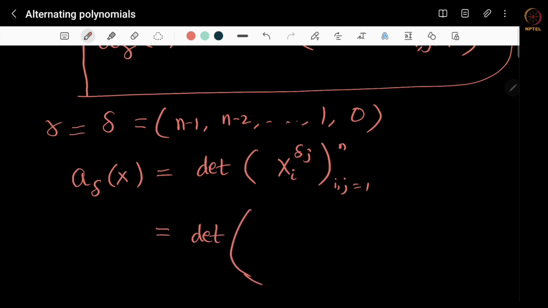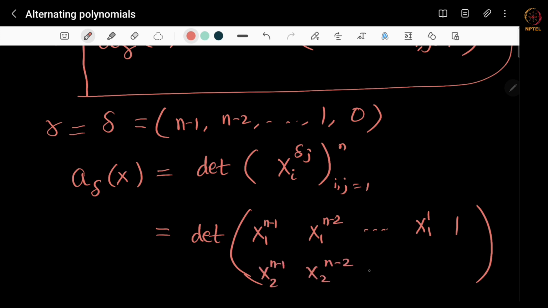Okay, and let's just do a very special case, which is, let's take gamma to be delta, the n minus 1, n minus 2, 1, 0 multi-index that we talked about. Then let's look at the corresponding alternate. So what's a delta of x? By definition, this is just the determinant of the matrix whose entries are xi power delta j, right? So xi power delta j. Okay, ij running from 1 to n.